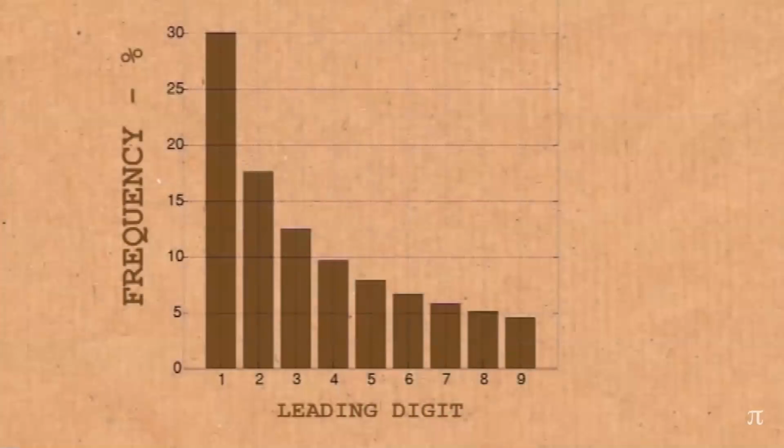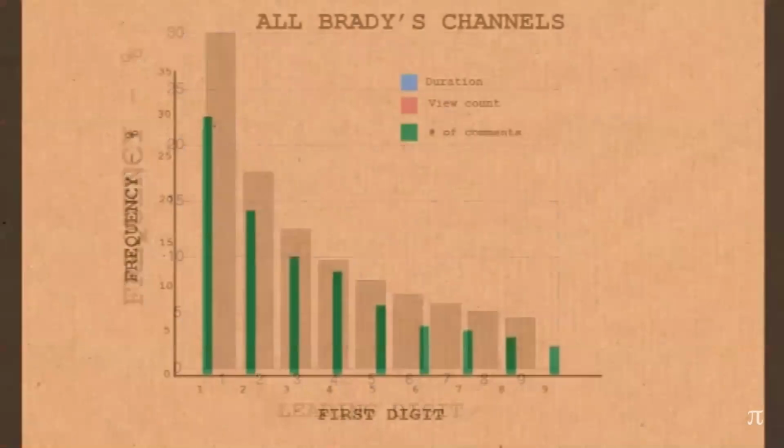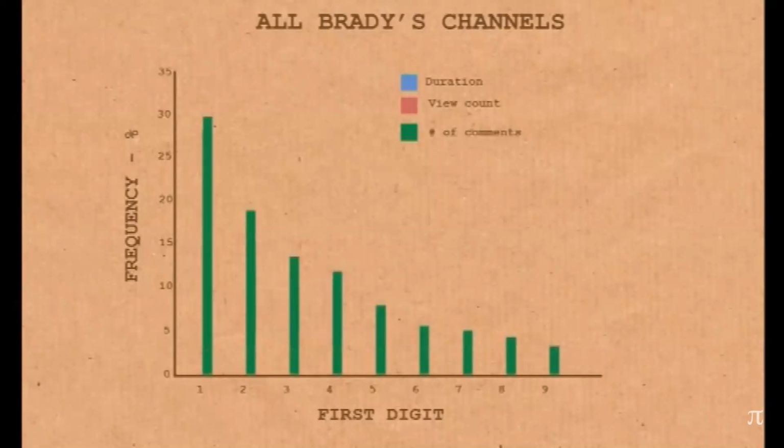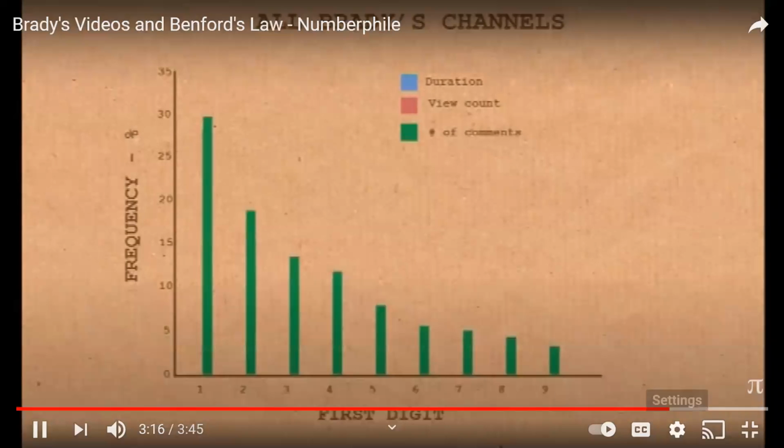Not bad, hey? And looking at the number of comments, again, remember this is the first digit in these numbers. Have a look at that. 1, 2, 3, 4, 5, 6, 7, 8, 9. Again, a lovely Benford curve there. So it looks like even the YouTube viewing statistics and the number of comments are following a Benford curve.